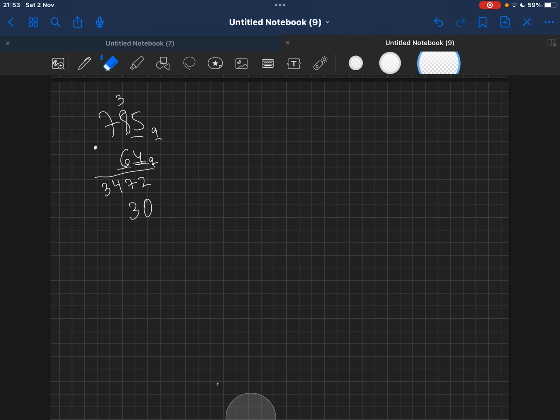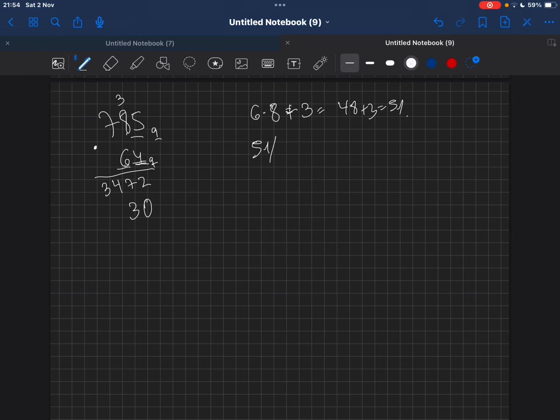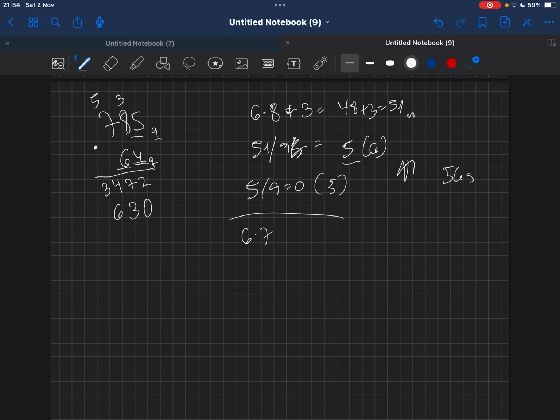Now let's try to erase all of this. Okay. Now 6 times 8, plus, don't forget 3, equals 48, right? Plus 3, which is 51. Now it's base of 10, divided by 9, it equals 5, 45, remainder 6, and 5 divided by 9 is 0, remainder 5, so we get 56 in base of 9.